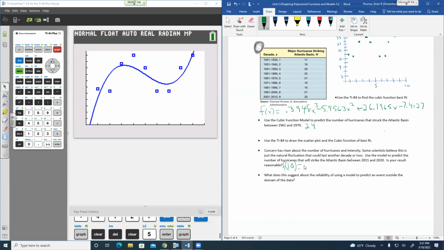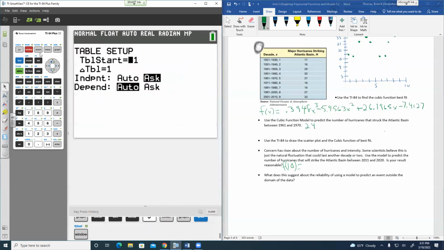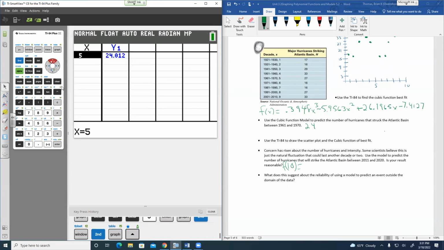To do that, I'm going to let the calculator do that. So again, notice how under my table set, independent variable says ask. So all I got to do is go to the graph. And if I go up here, I think I can clear that off. Hit delete. There it goes. It made it go away. So if I put a 10 in place of that, hit enter, it should give me that. 10 would be 53.7. So if I round that, it'd be like 54 hurricanes.